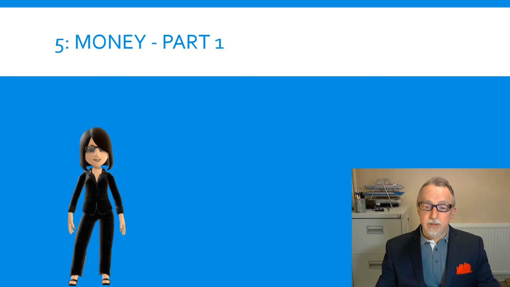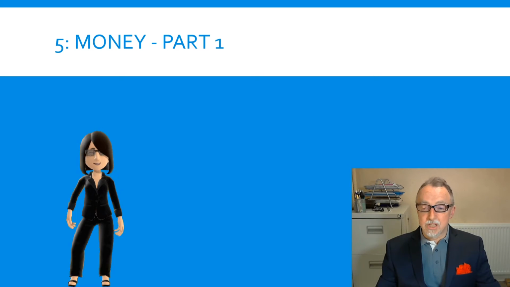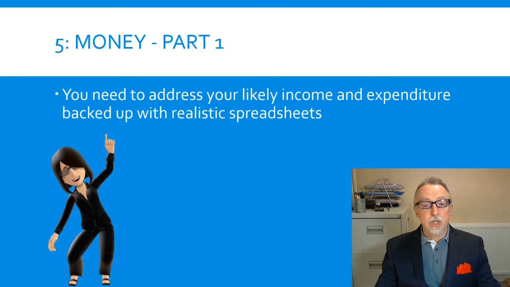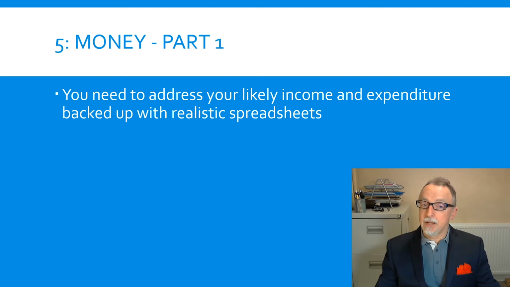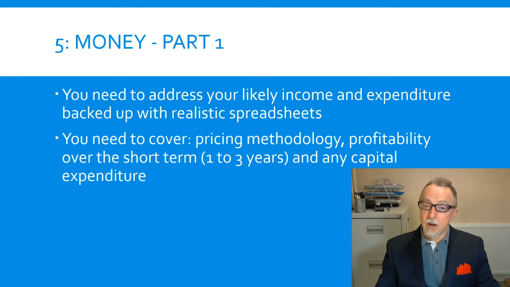Now the next bit, the 5th bit of your business plan, involves money. That's quite important, so there are 2 parts to this. You need to address your likely income and expenditure backed up with realistic spreadsheets. And you need to cover a number of things: pricing methodology, profitability over the short term, which remember is 1 to 3 years, and any capital expenditure.